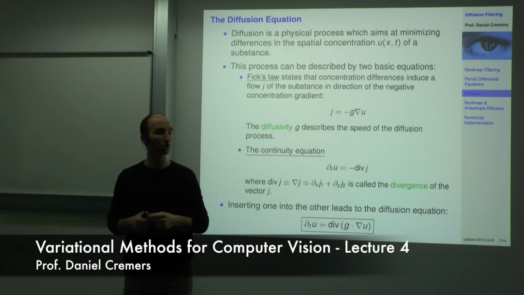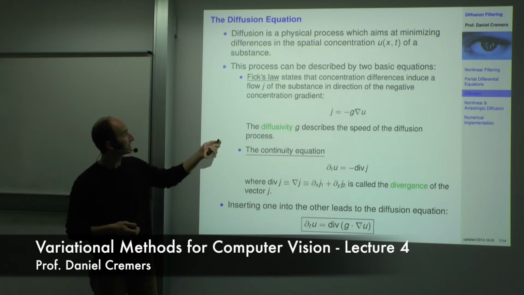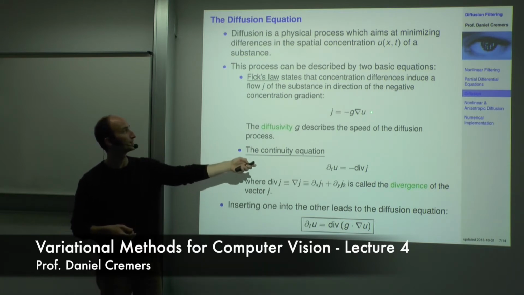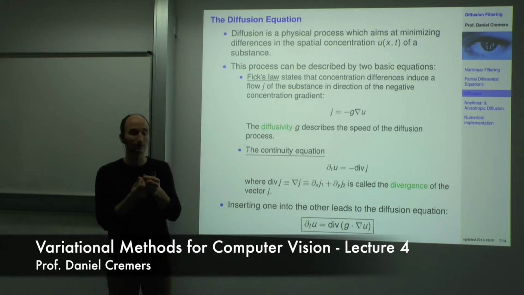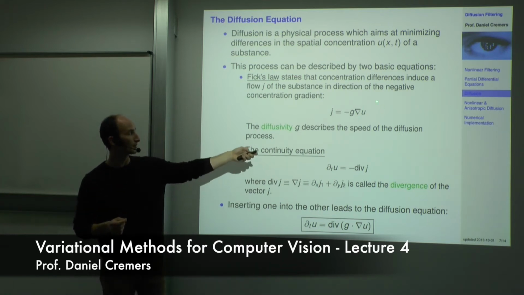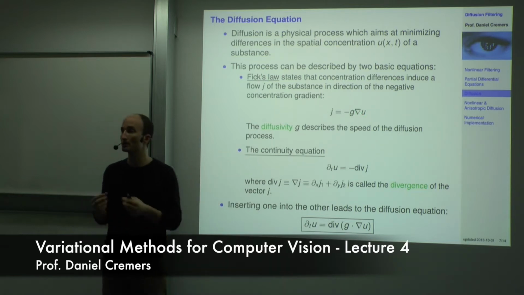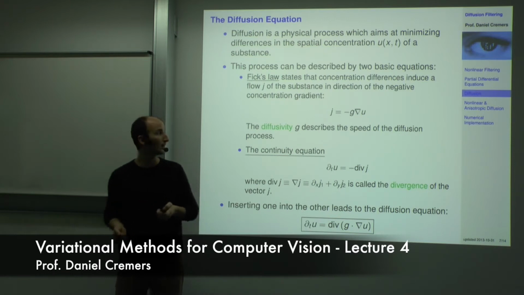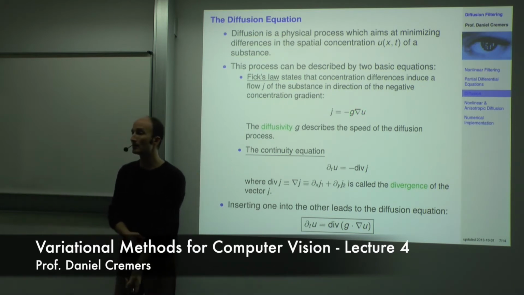basically govern the diffusion process in physics. One equation is called Fick's law, and it states that if you have a concentration difference, so a gradient in the concentration, meaning the concentration U of your substance changes from one point to its neighbor point. That corresponds to a gradient being non-zero, and as a consequence you will observe a flow of that substance called J, and the flow is proportional to the negative gradient, and the proportionality constant is called G.